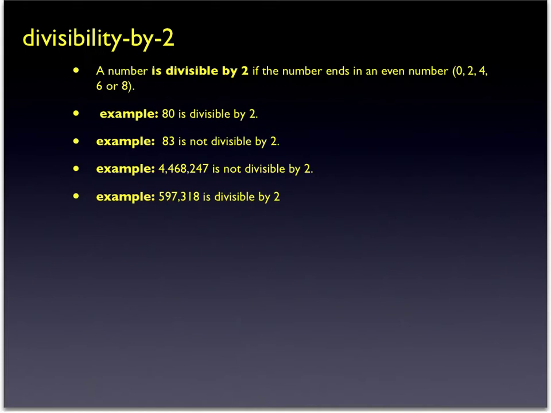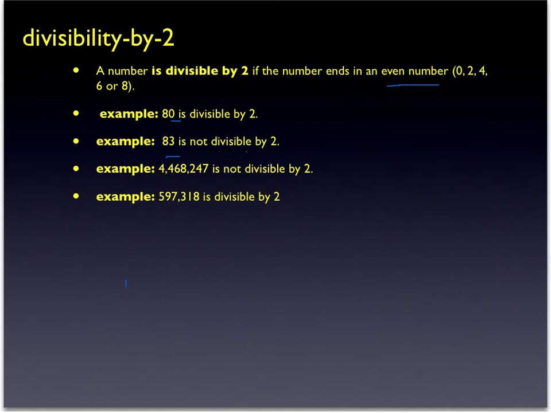Okay, so our first test of divisibility is looking at divisibility by 2. So a number is divisible by 2 if the number ends in an even number, 0, 2, 4, 6, or 8. So we're looking at the ones place in our number to determine whether it's divisible by 2. So for our first example, 80 is divisible by 2 because the number in the ones place is a 0. 83 is not divisible by 2 because the number in the ones place is a 3.